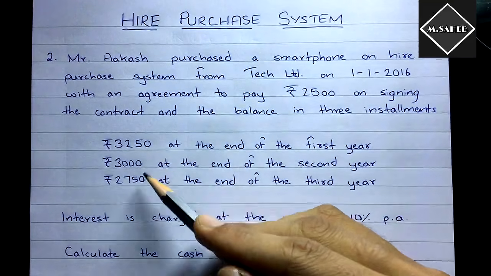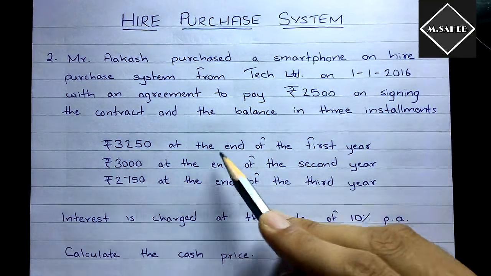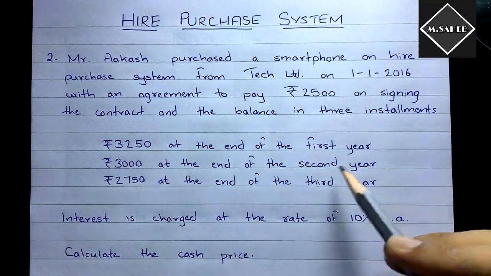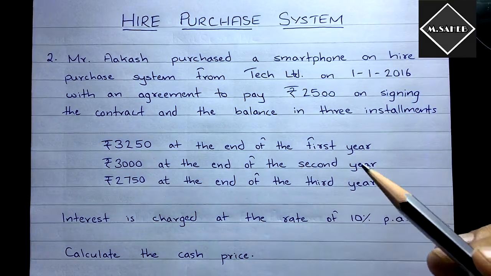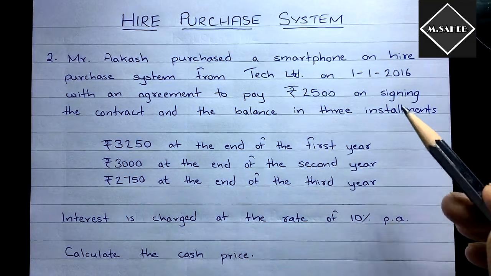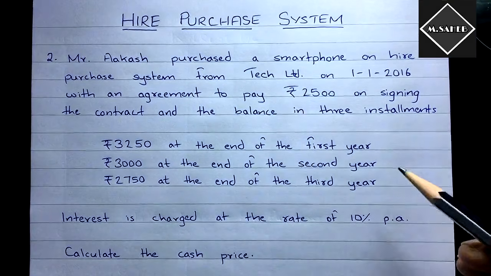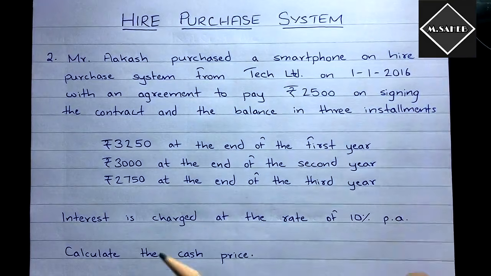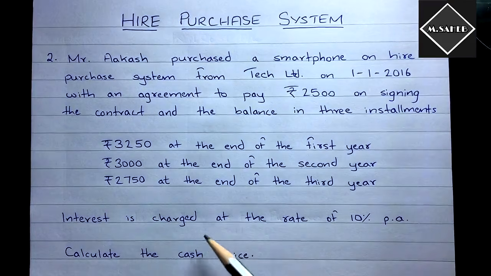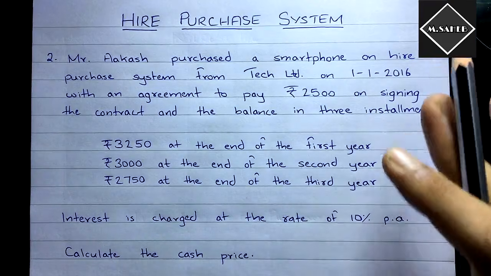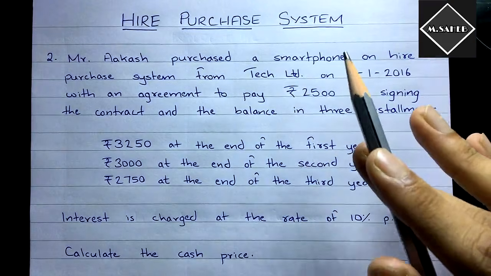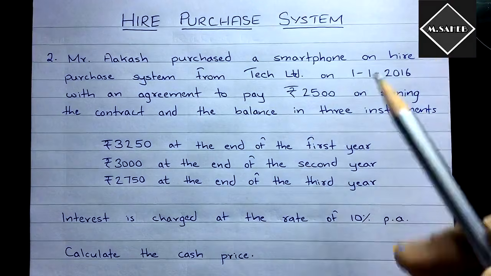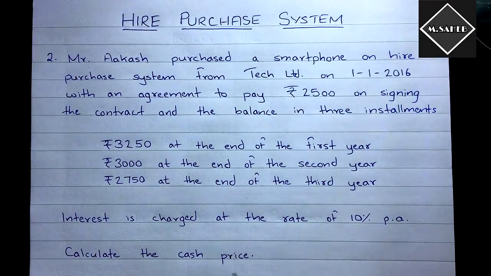So installment amounts are given: 3,250 at the end of the first year, 3,000 at the end of the second year, and 2,750 at the end of the third year. We know that under hire purchase system, the payments are done in installments. All right, so installment amounts are given, and then interest is charged at the rate of 10% per annum. So the interest rate is also given, but the cash price of the smartphone is not given. The cash price is not given, so we have to calculate the cash price.